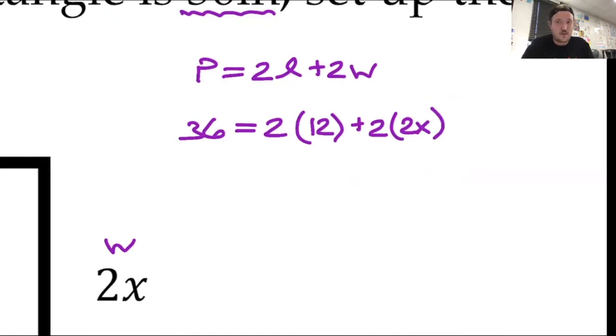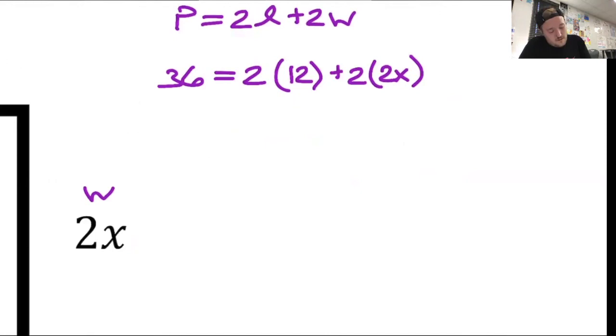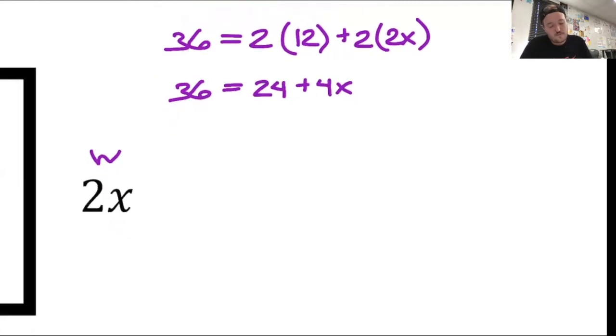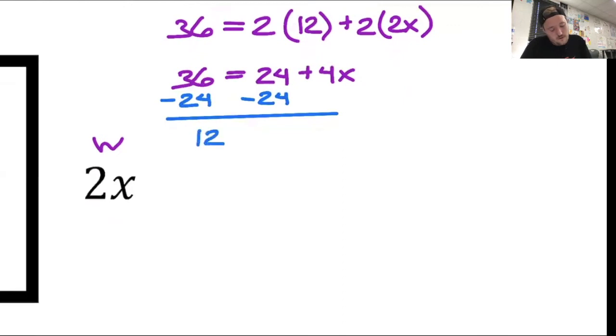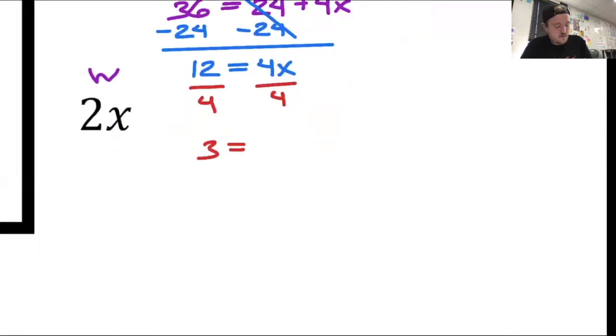Now I just want to solve this equation for x. So I have 36 equals 2 times 12, which gives you 24, plus 2 times 2x, which gives you 4x. So you're doing 2 times 2. Now you're solving this equation for x. So I'm going to subtract 24. So when you subtract, you get 12 equals 4x. The 24's zero out. Now you want to divide both sides by 4. So you get 3 equals x.